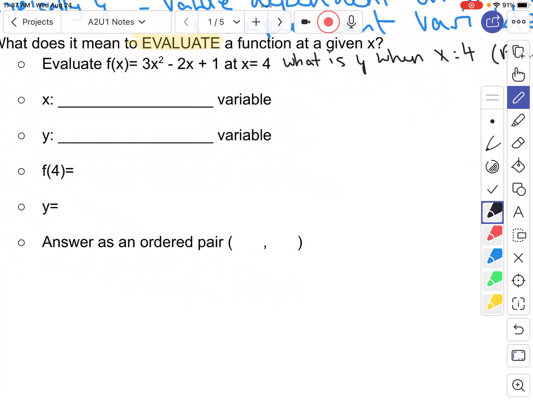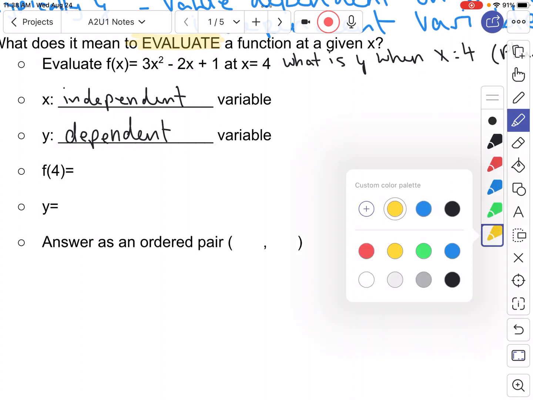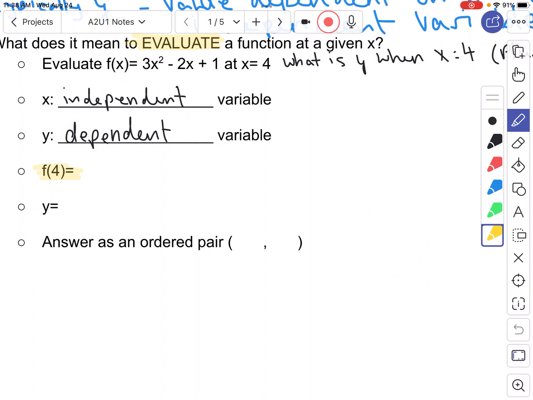So x is our independent variable, and y is our dependent variable. The value of y depends on whatever x is. So you might see something like f of 4. This is asking you to evaluate f of x at 4.